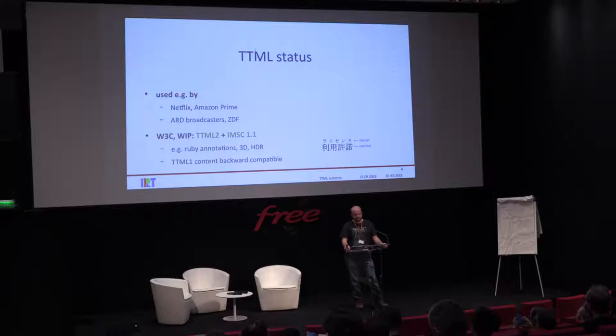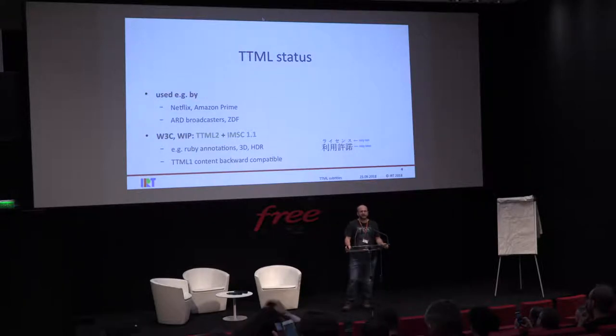So it's in use, as I said. It's in use by Netflix, it's in use by Amazon. It's also in use by the German broadcasters like ARD and ZDF in the catch-up services and in some live streams. And a successor is already on its way. W3C currently works on TTML2 and IMSC1.1, where the newest feature, I think, is Ruby annotations, which you can see on the right, which are used in the Asian market. And there are also new attributes for 3D and for HDR colors. And of course, the content is compatible with the old decoders.